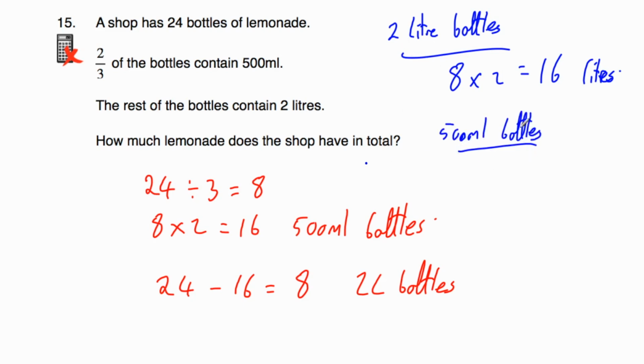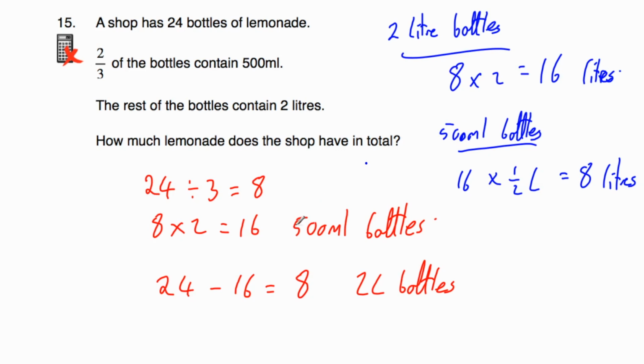Now in terms of the 500 millilitre bottles, there's a few different ways in which we can work out how many litres that is in total. One way is to consider that 500 millilitres is half a litre, so we've got 16 halves. So we've got 16 multiplied by half a litre. And 16 halves, well, half of 16 is 8. If we had 16 halves and you put them all together, that'd be 8 litres.